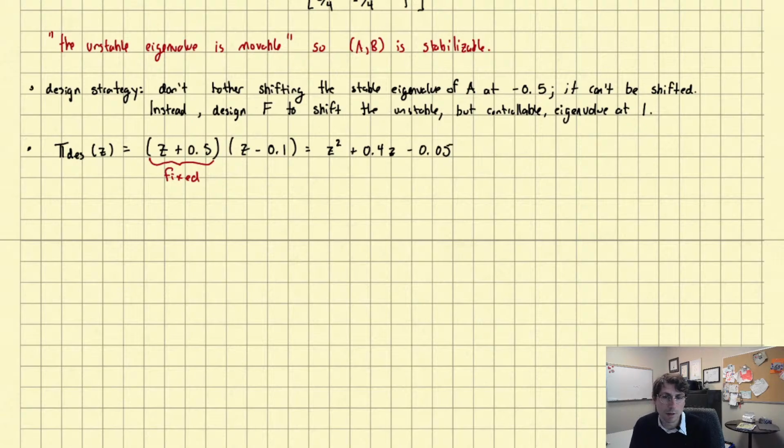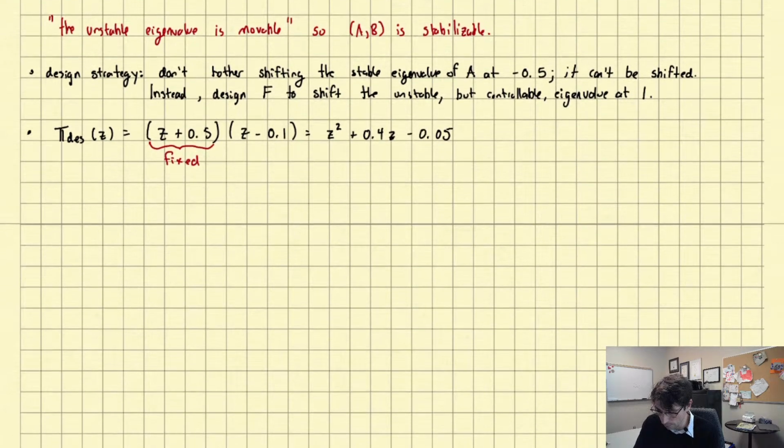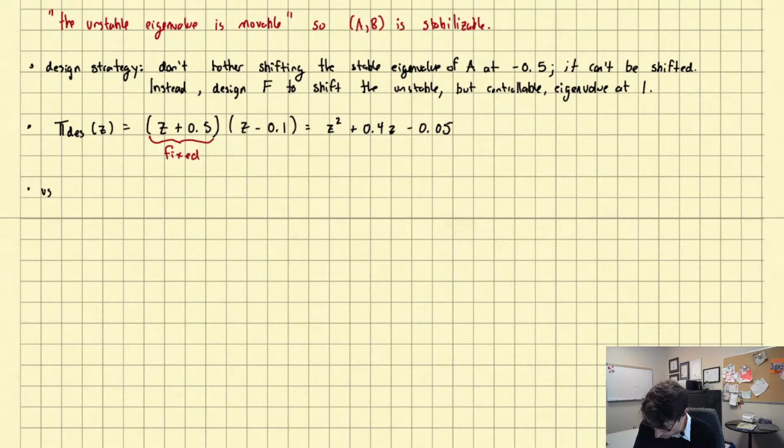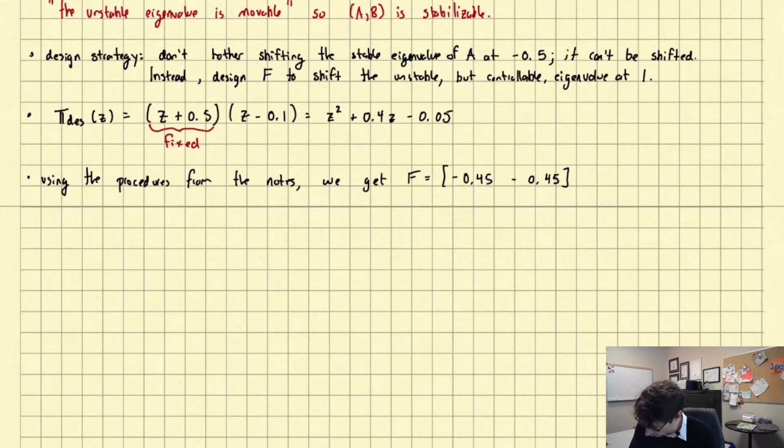Okay, and now we have to solve the pole placement for the gains of F. So I'm not going to do that here, but I'll say that using the procedures from the notes, we get F equal to the following.